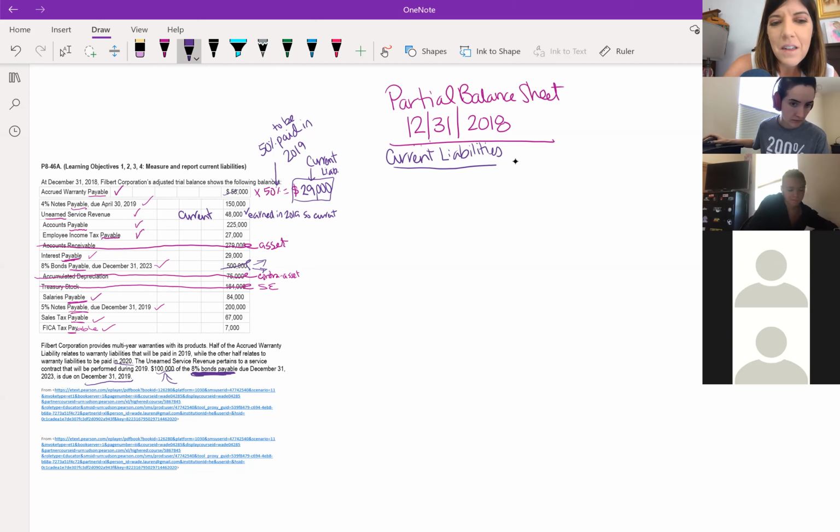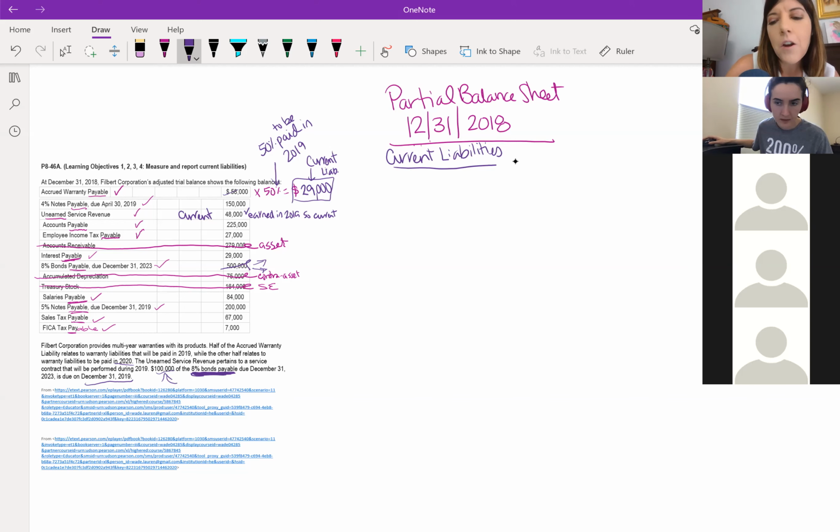Is it 8% of the 100,000 or 500,000? No. So 8% is the interest rate. I'm not asking about interest. I'm asking about the principal due, how much is going to be paid out next year. So of the face value of those bonds that we issued, how much of those bonds are going to mature within 1 year of December 31st, 2018? 100,000. So 100,000 is what we're going to use. 400,000 of that bonds would be considered long-term, not used.